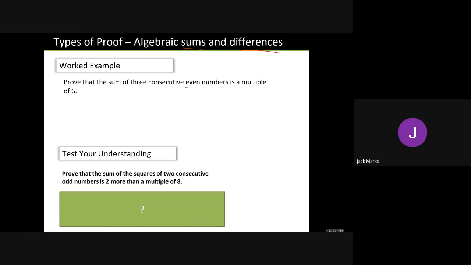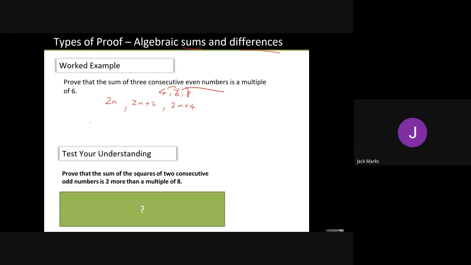So an even number will be like 2n. Consecutive even numbers, we're talking about like 4, 6, 8. So what's the gap between them? Well, it's 2. So I could represent this as 2n, 2n plus 2, 2n plus 4. This is one way I could do it. And I'm saying one way here deliberately, okay? Because there are other ways you can do it.